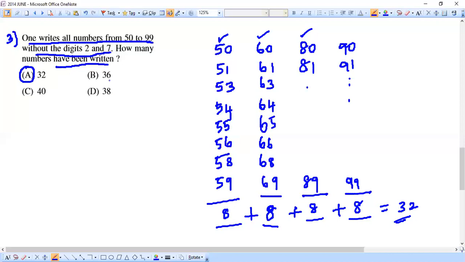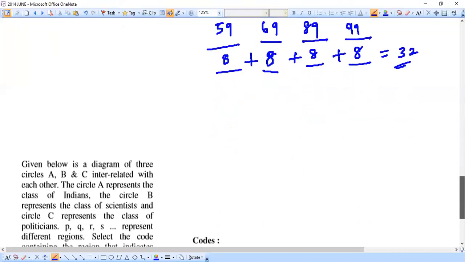answer. So very easy. With the logic of digits, they are asking us to solve this question and get the answer. That's what we did now. I think you are able to understand this question also. Move on to the next question.